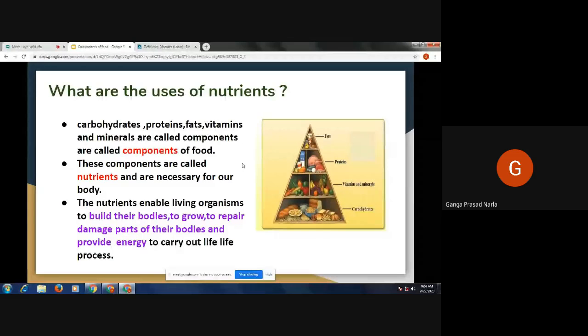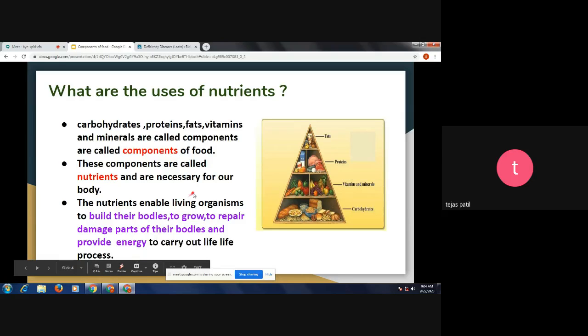These substances are called nutrients. So what are the nutrients? Carbohydrates, proteins, fats, vitamins, and minerals, right? These are the components of food which help us to grow our body, repair our body parts, and provide energy. Is it clear, children? Yes, sir.